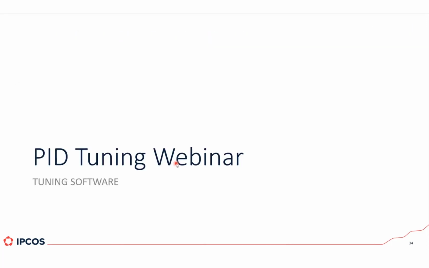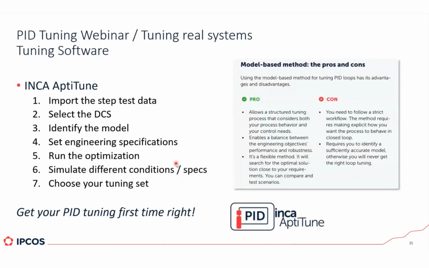And that's why we recommend the use of tuning software. Here we are going to talk about Inca AptiTune. This tool allows you to identify a realistic model, right? So we can use the real model. We don't need to approximate it by a first order or whatever.